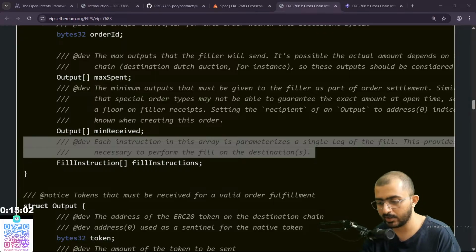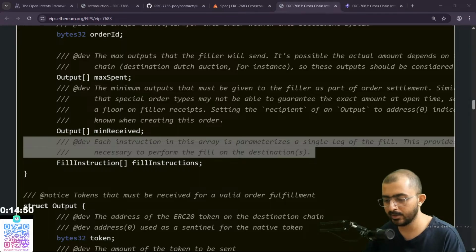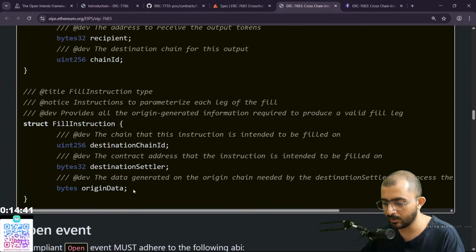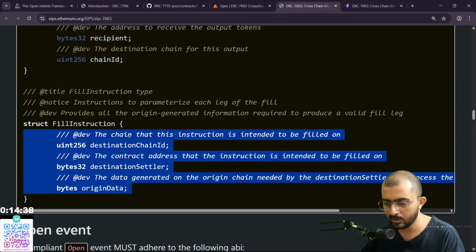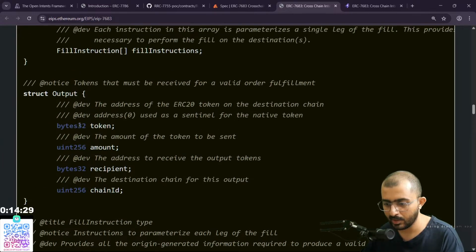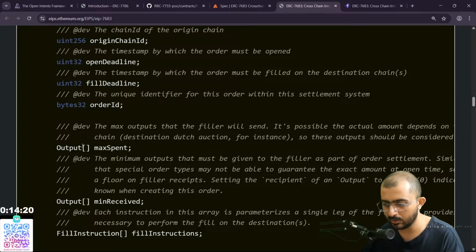As I was saying, the intent can be any action, right? So we can perform multiple actions on multiple chains, and each action is called a leg, and that's what they're saying. Fill instruction will have these things. Origin data may be something like call data, right? And output is the token recipient and where they want to receive. We have read these two things here.